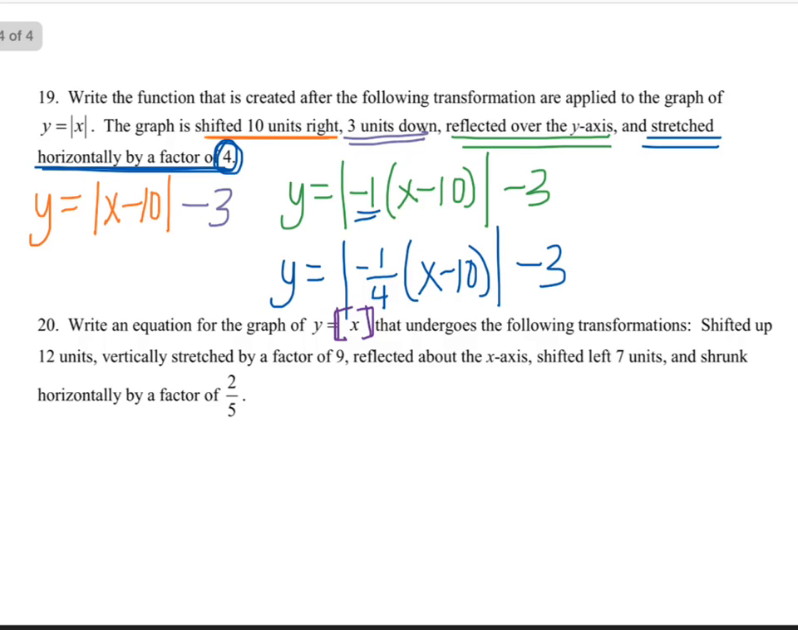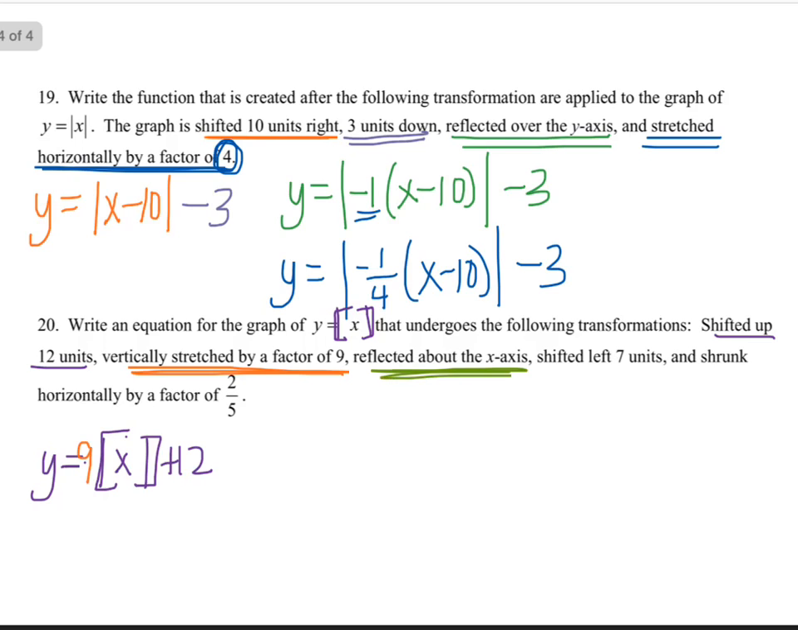So let's see here. We're going to shift it up 12. So it's going to go on the outside of our step function brackets. So plus 12 on the outside. Vertically stretched by a factor of 9. That's just going to tack a 9 out front. So save some space, put a 9 there. Reflected about the x-axis. So if you reflect it over x, that's going to put a negative in front of that 9.